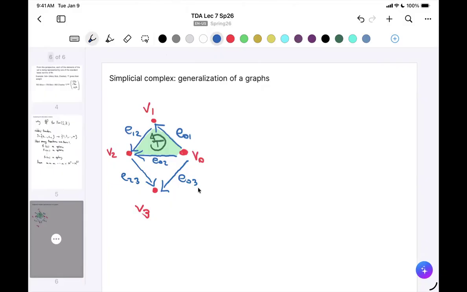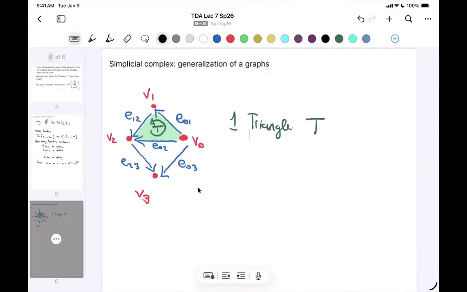Okay, so far so good. Everyone is up to this point. So if you think about it in terms of geometric data, what do we have? We have one solid triangle, which I'm calling T. How many edges do we have? We do have 5 edges, right? We have 5 edges.